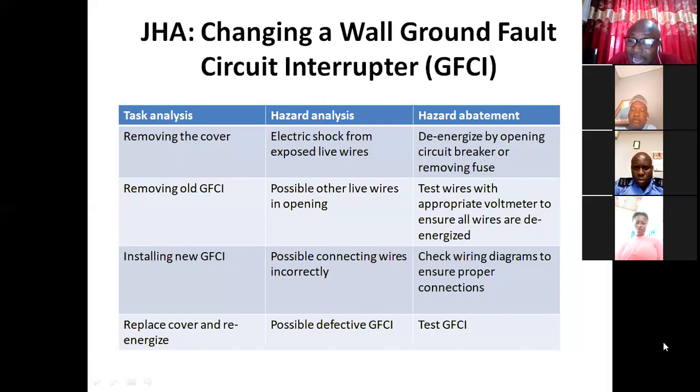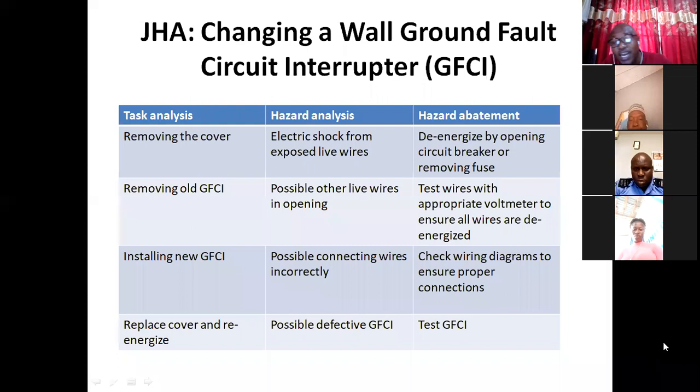You use a tester to test the wire and confirm that I have removed the circuit, I have de-energized it totally. Some people will remove the fuse, remove the circuit breaker, and the thing will still have a live wire. And they will use their teeth to peel the wire, and they will die. So when you are removing the old one, try to test whether there is a live wire in it.